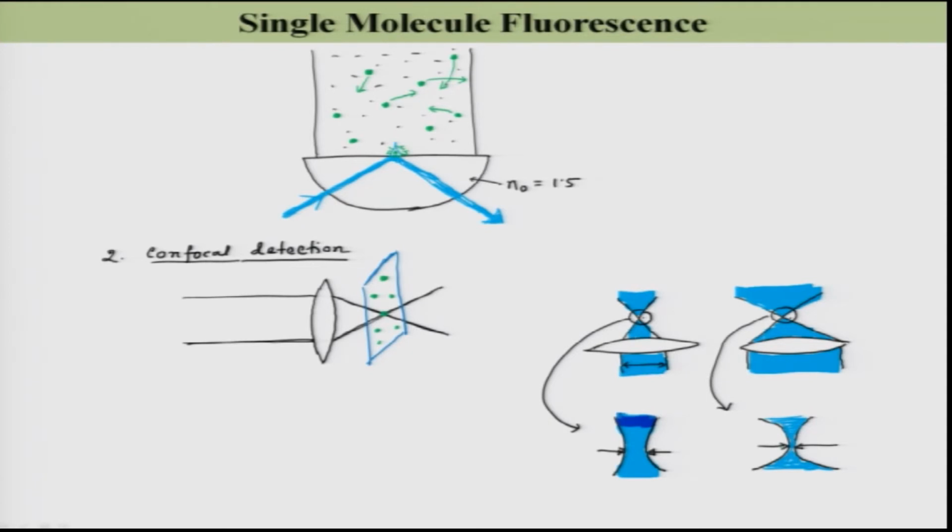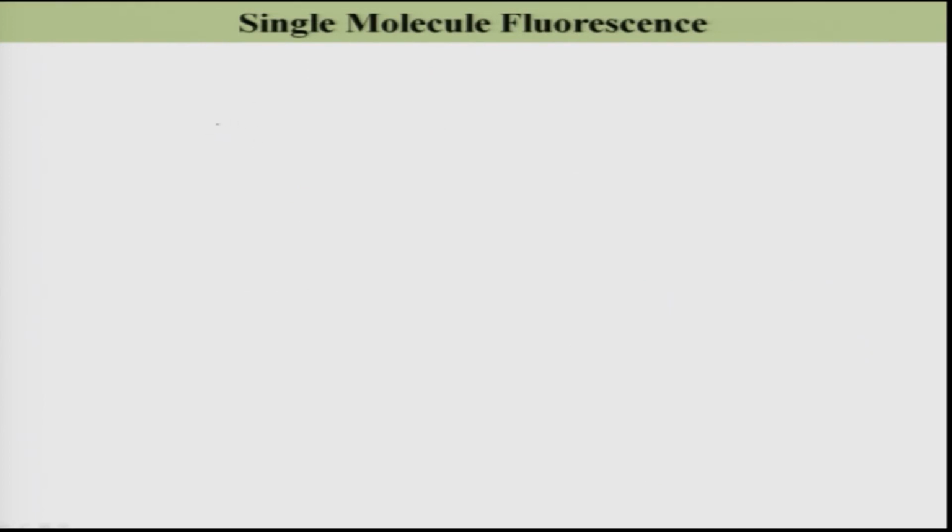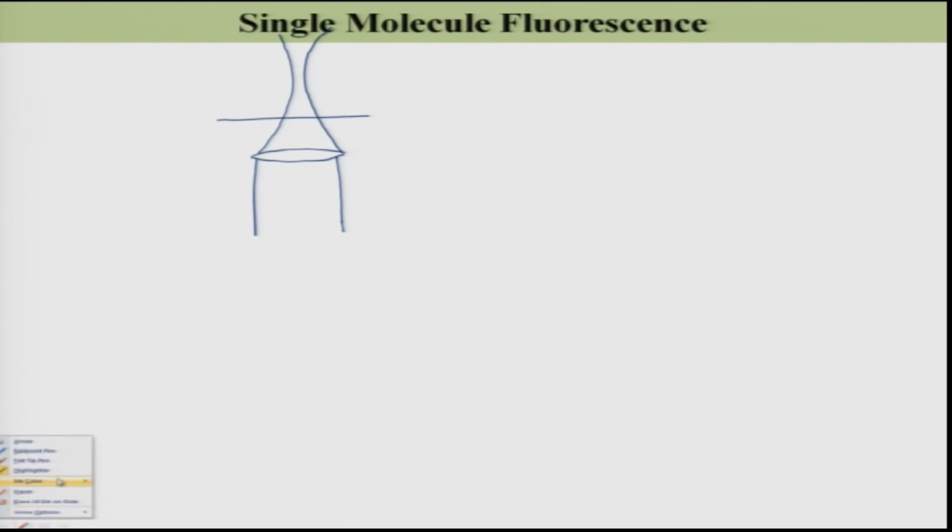But you cannot apply this to the solution, because in solution, let me draw another setup for you. Let us say you have a sample stage like this, and your special lens, which is called the objective lens, is present over here. You have incoming light over the objective lens, and then this is going to focus like this. Your sample is present over here, the whole position is your sample position, all along on top of this sample stage.